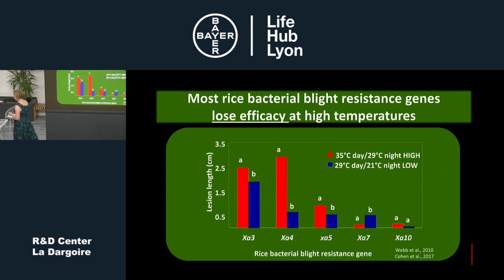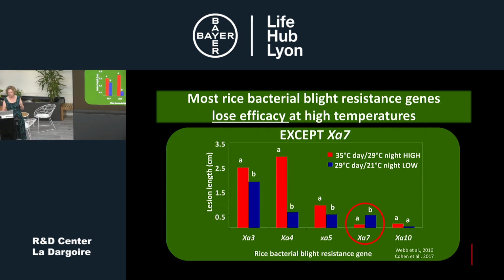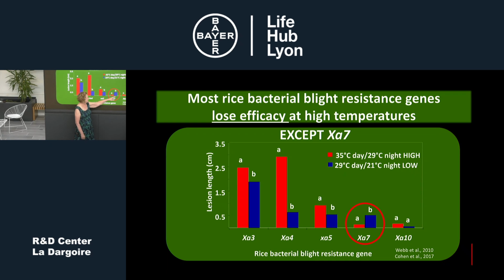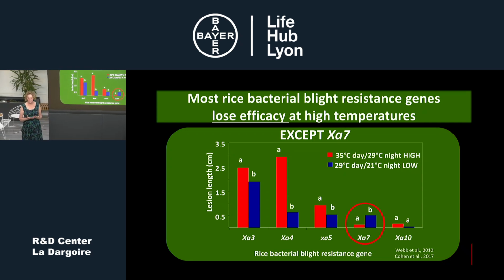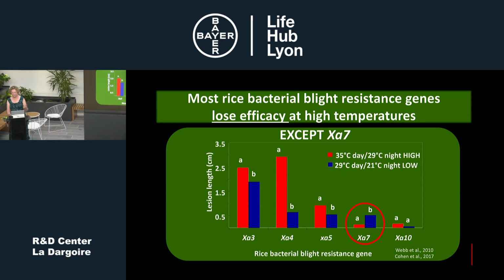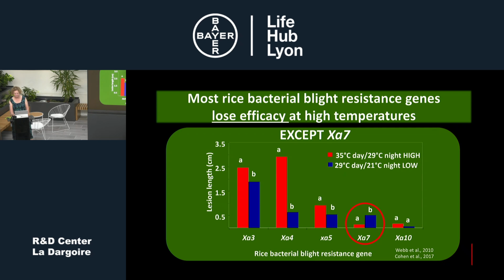But there's an exception to that, and that's what we twigged on and got very interested in: the resistance gene XA7, which has the exact opposite effect. It's a very good resistance gene, but it's even better at high temperatures. And that's very repeatable in multiple labs and in multiple experiments. So why is XA7 more resistant at high temperatures? And why is rice more susceptible to disease at relatively high temperatures, even with other resistance genes?